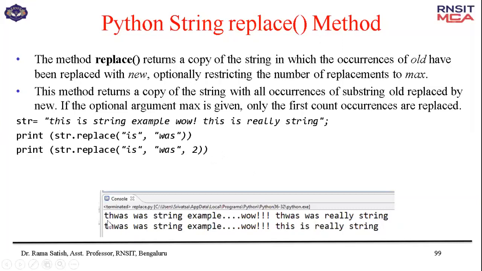Let me see this output. Here is is being changed to was, and this is also was. There were only 3 cases of is available, and they got replaced. In this second example, we have restricted it to 2, so only the first and the second occurrence got replaced, and the rest are not replaced. So this is about the replace method.